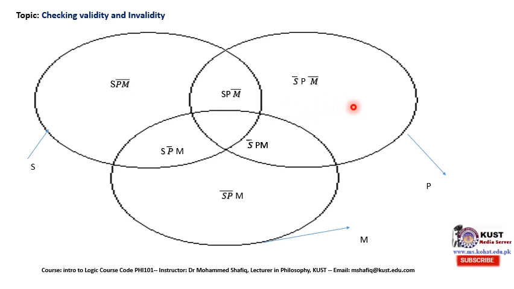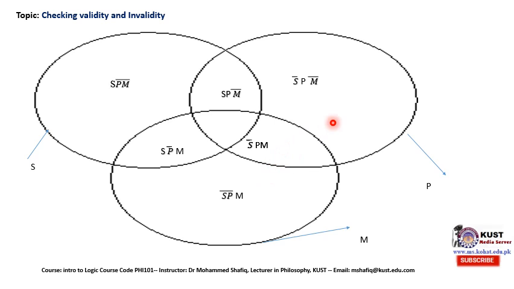Here we have another class. It's a class of P, but here there are no members of the class of S and class of M. So bar means when there are no members of the particular class. So here we have another class, that is the class of M. So here there are no members of the class of S and P as well. This is the area.